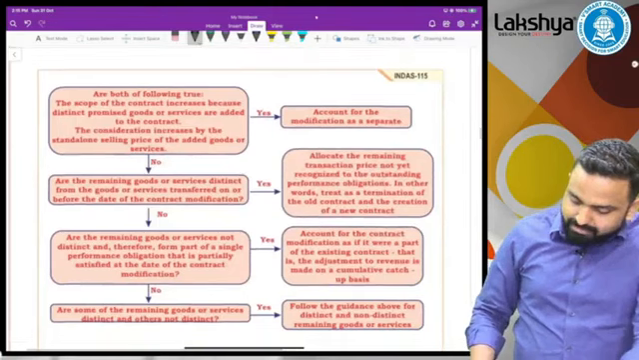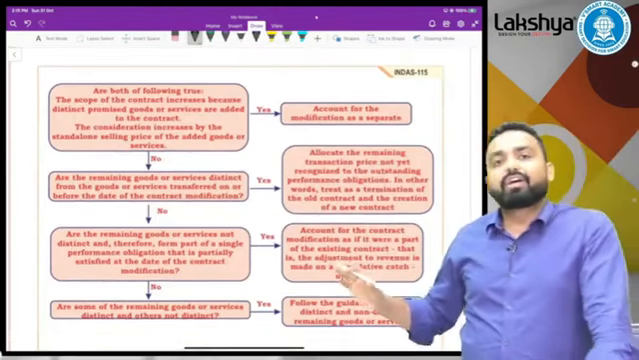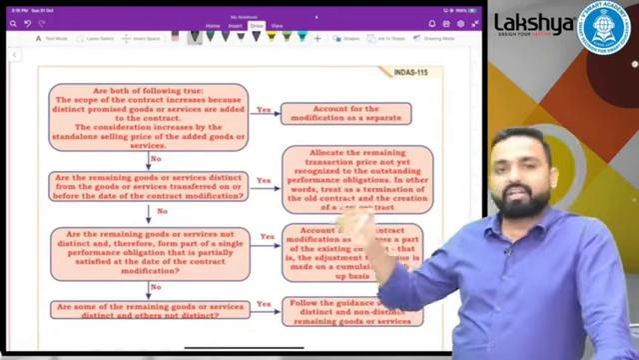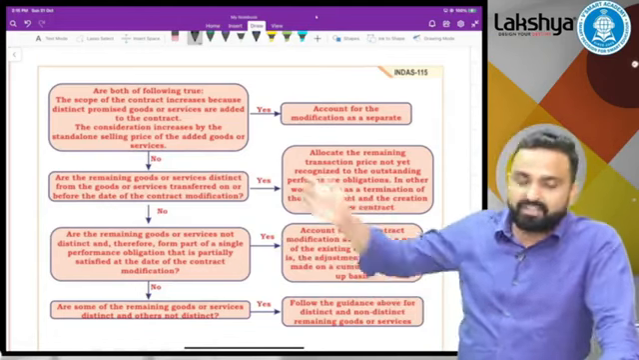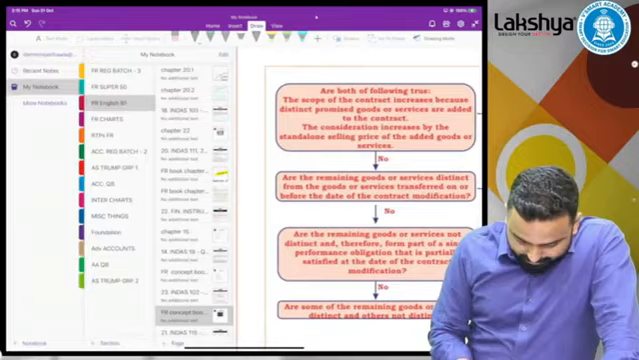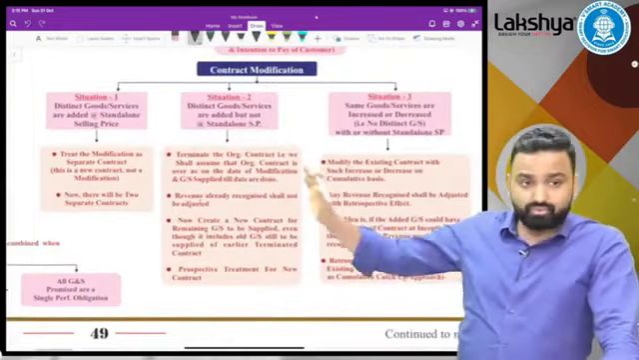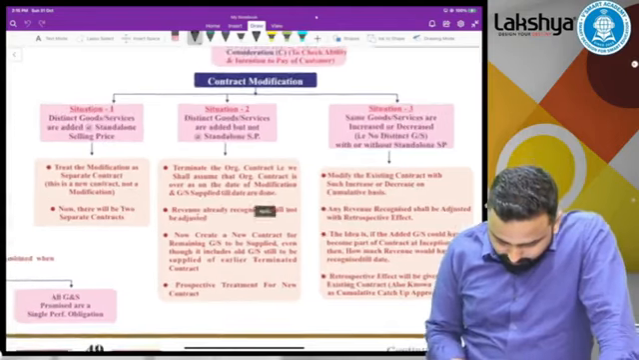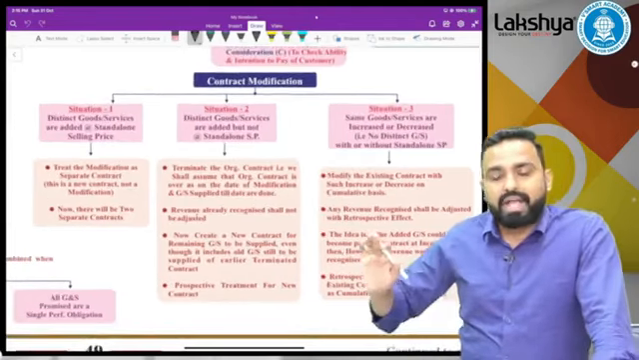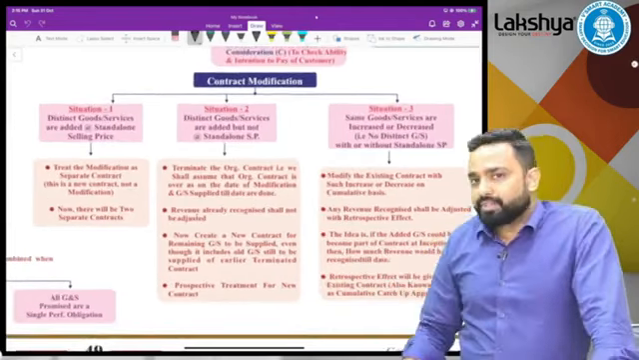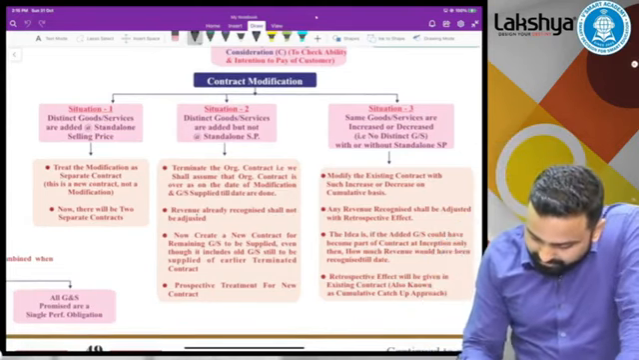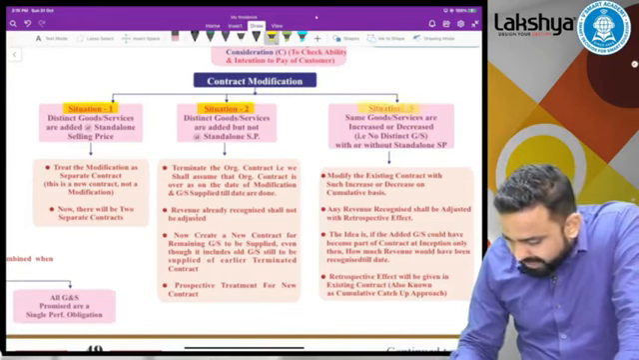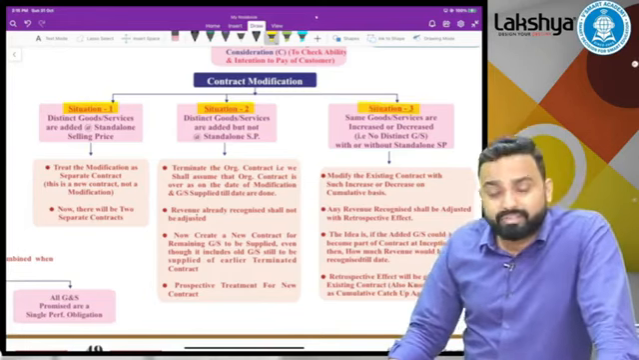Now, Ind AS 115 has given us some conditions, which are prescribed here. I will not discuss them directly. After the entire discussion you can read them also, but I will discuss the same through my chart. In the chart, I have created three different situations under contract modifications.